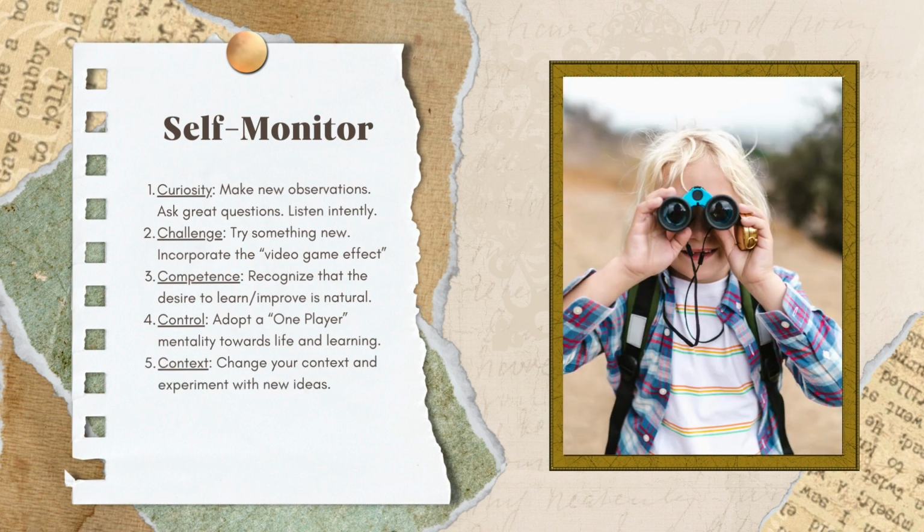And last but not least, context. One of the ways that we can self-monitor is by changing our context. Be willing to think outside the box, to consider new opinions and new ideas, and to reflect on the context that you have created for your own life.